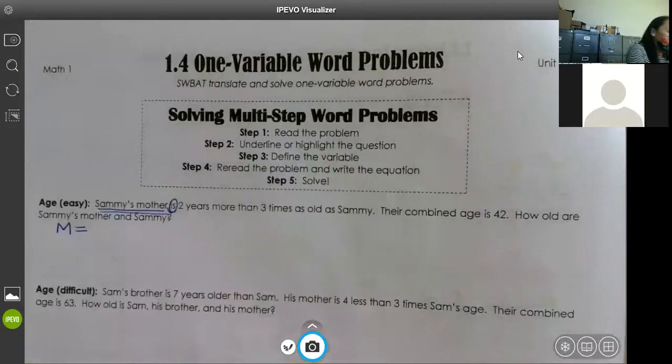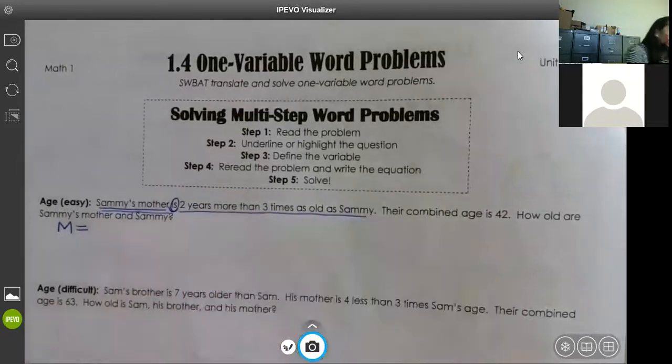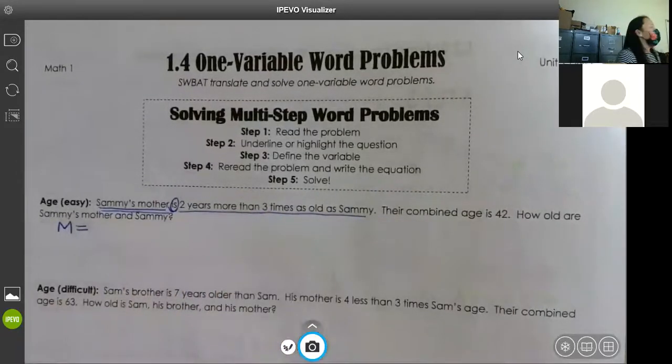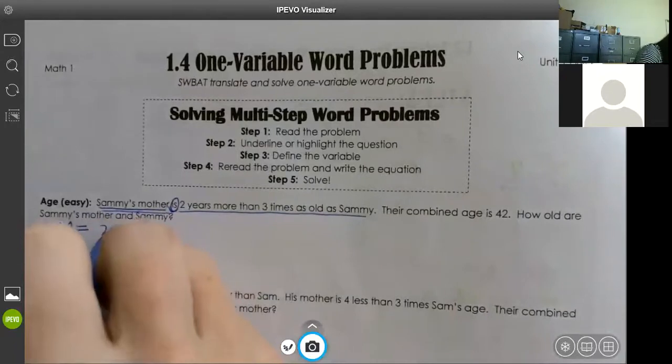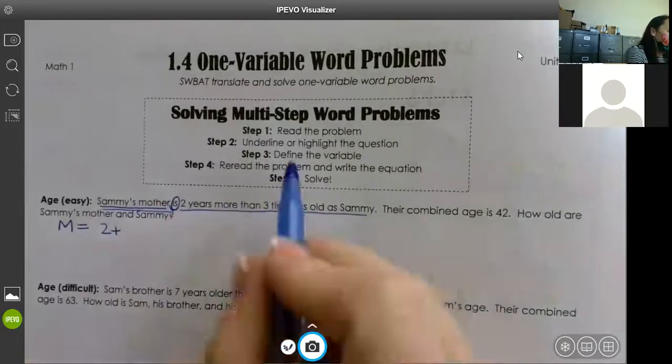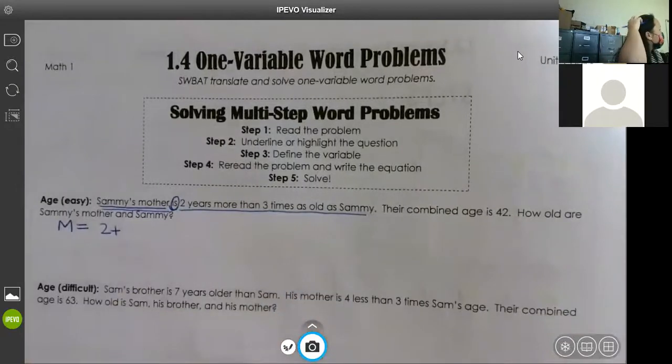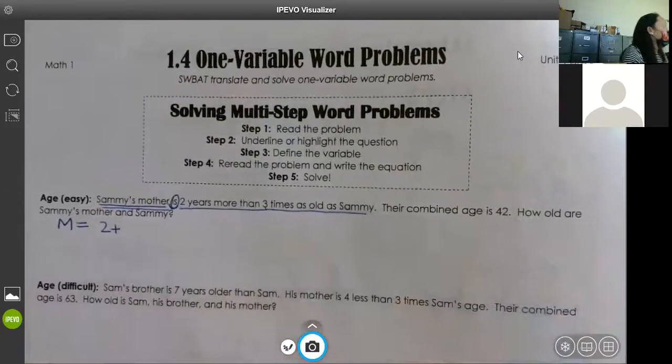And then it says 2 years more than 3 times as old as Sammy. So how do I do 2 years more? What would that be when I write it in math? 2 plus. If you wanted to put it on the end as +2, you can do that. It doesn't matter. And then how do I do 3 times Sammy? What could I use to represent Sammy? An S. So 3 times Sammy would be what? 3S. Perfect.